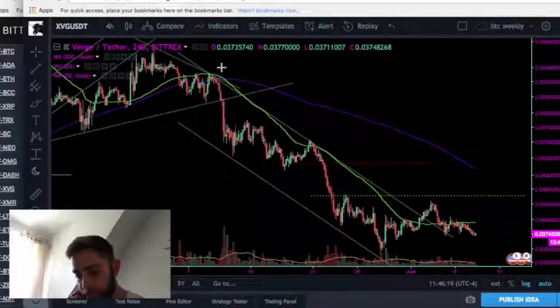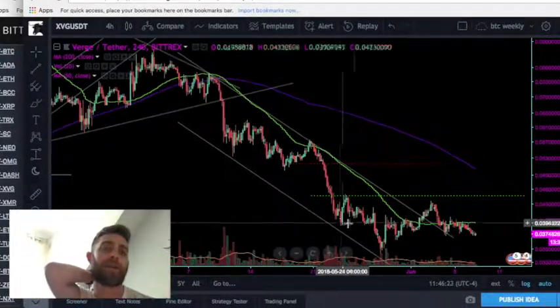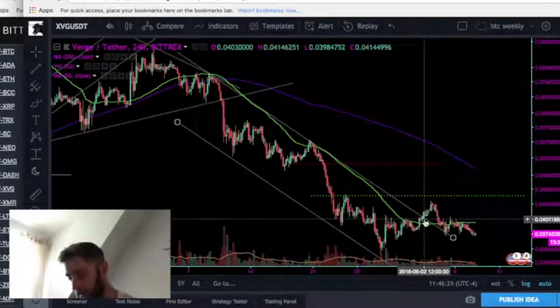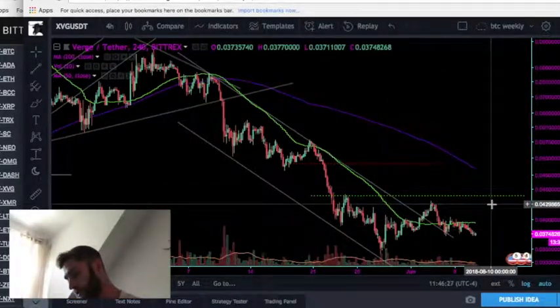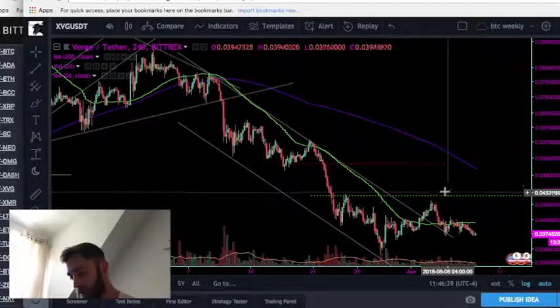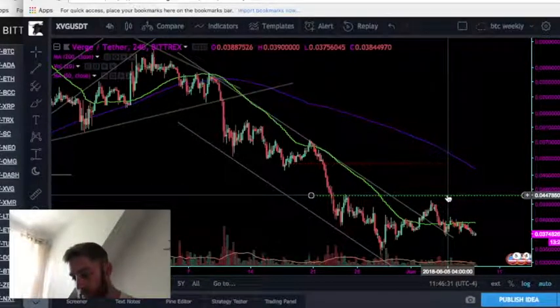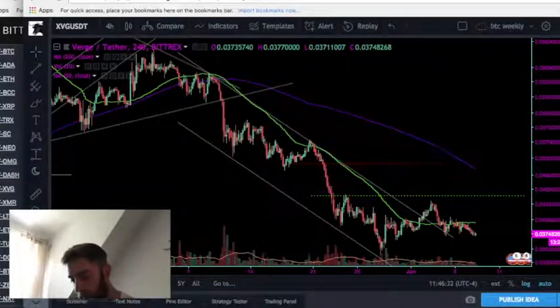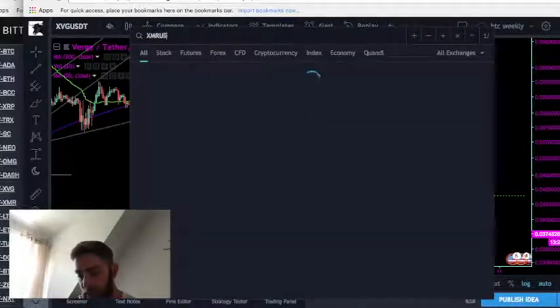Verge, XVG. No idea what these coins do, guys. No idea. Literally no idea. Inverse head and shoulder. Shoulder, head, shoulder. Okay, where do you want to go long? This, to me, is more of a significant neckline. I'm going to go long 447.